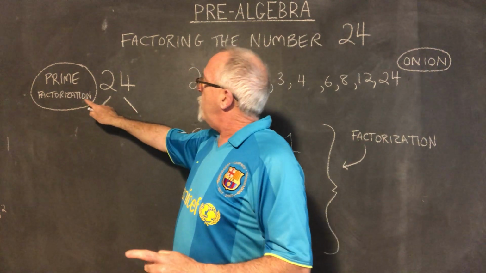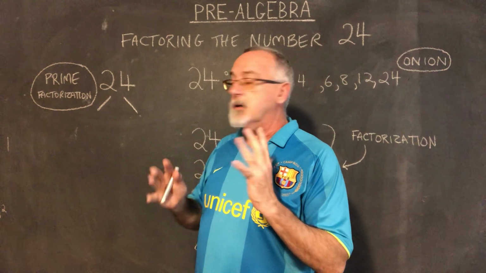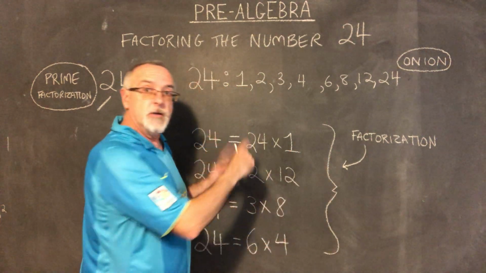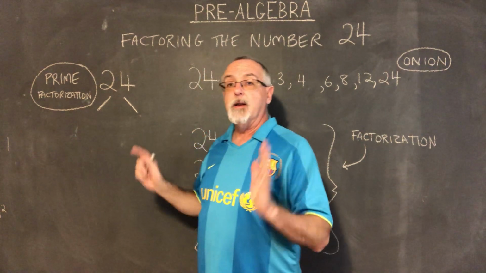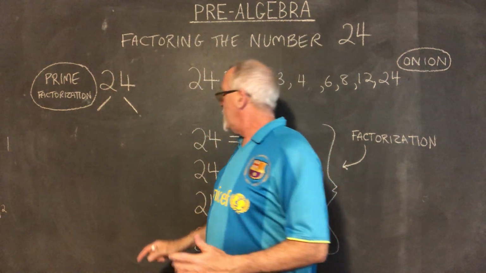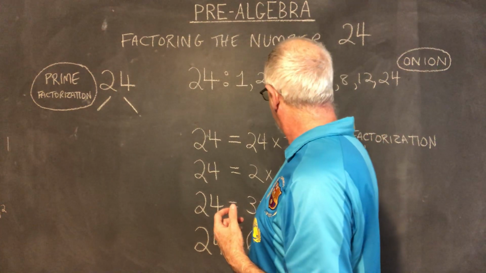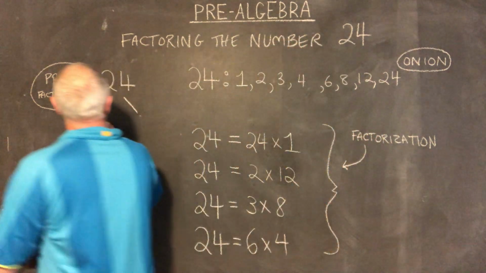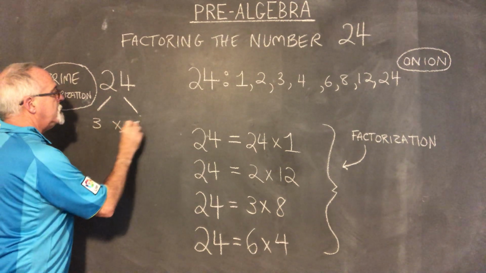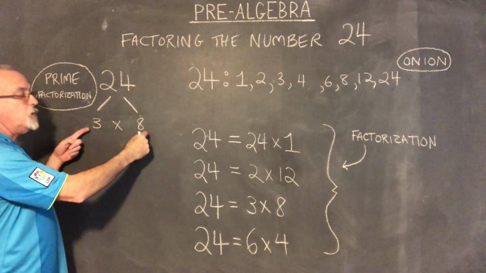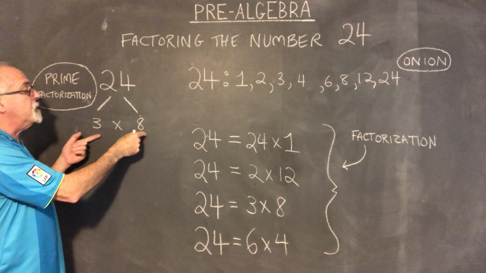Okay, with prime factorization, one of the things that's fun about it is I can choose any 2 factors of 24 to start with. It doesn't matter which ones I start with. So I can try and make it interesting by saying, you know what, I think I'm going to try starting with 3 and 8. 3 times 8 gives 24. And you see the 24 is showing that it can be made up by multiplying a 3 and an 8.